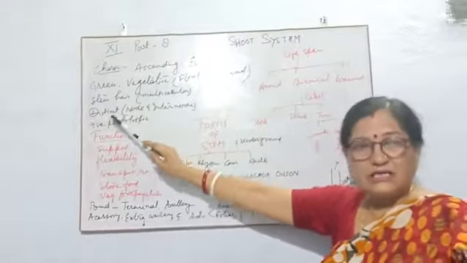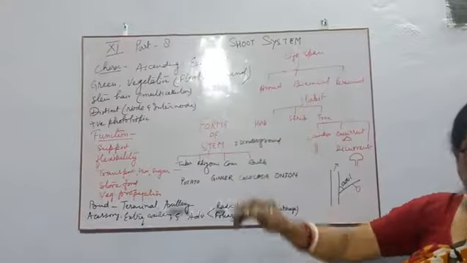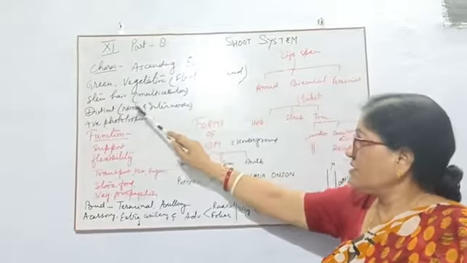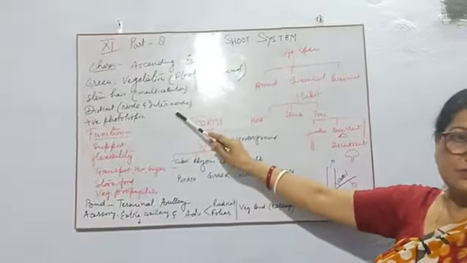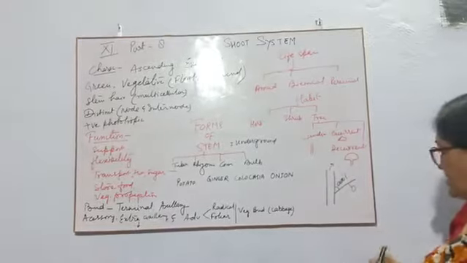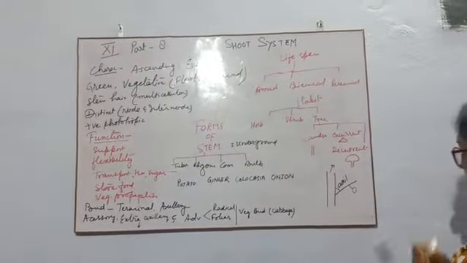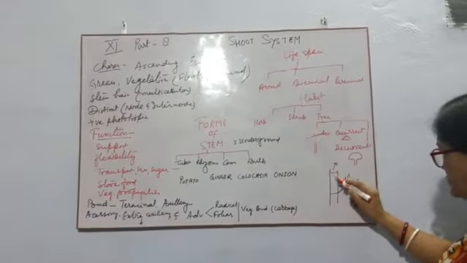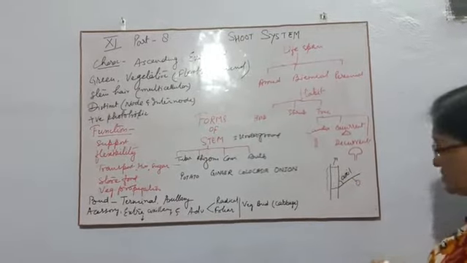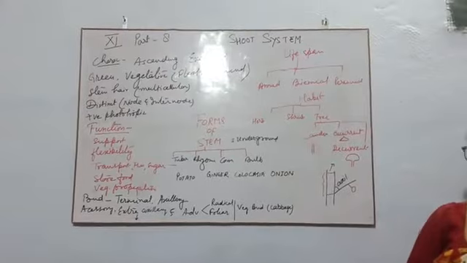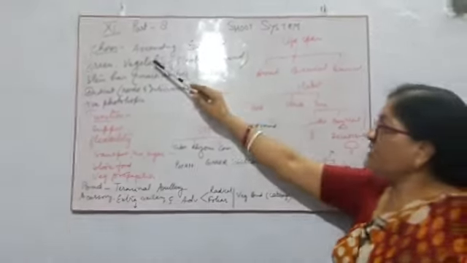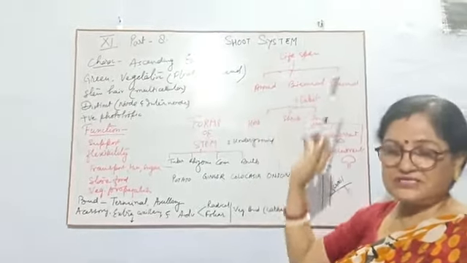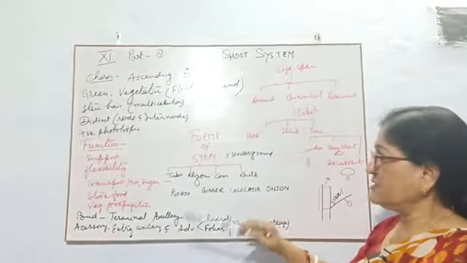Then all the stems have mainly distinct nodes and internodes. Node means from where the branches arise. So this is a node and this will be another node, and in between the two nodes there will be the internode. So these are the main characteristics of the stem. Exceptional cases we will study afterwards.